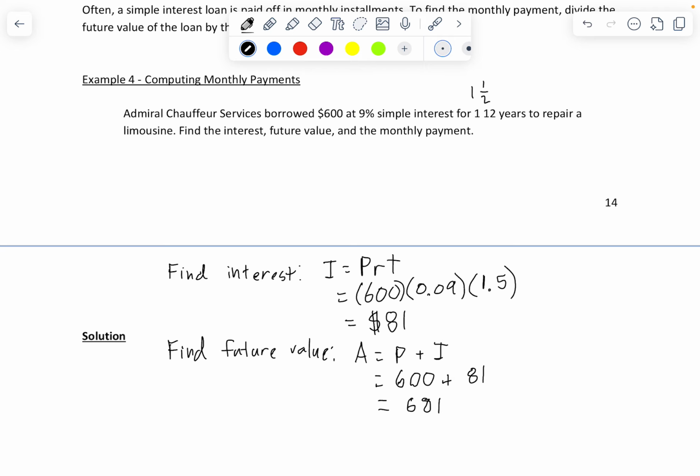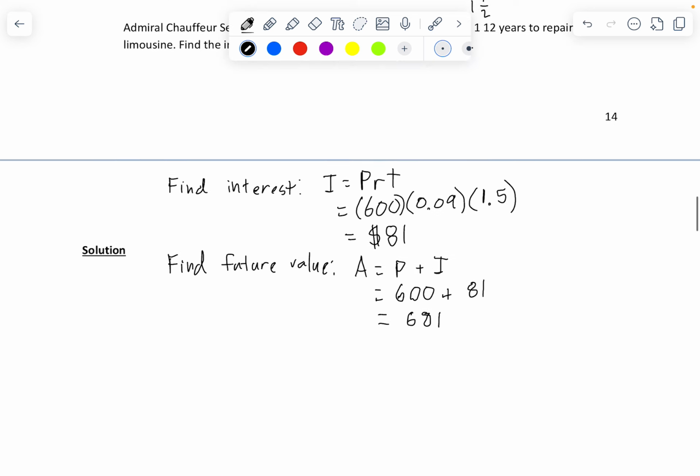All right. And then the last step is to find the monthly payment. And we do that by dividing the future value of the loan by the number of months. Okay, find monthly payment.